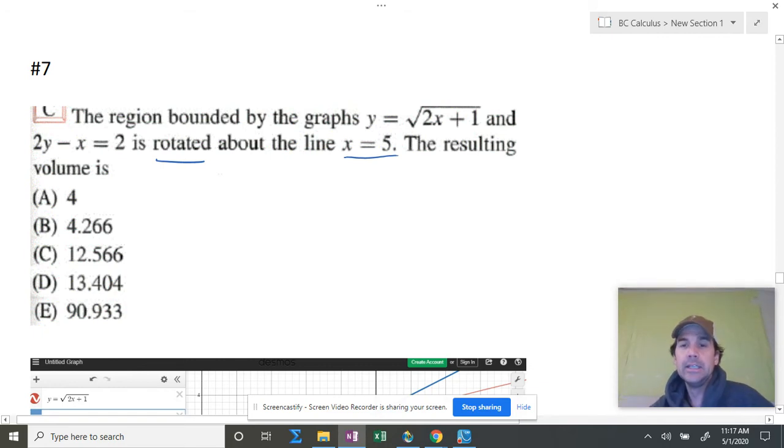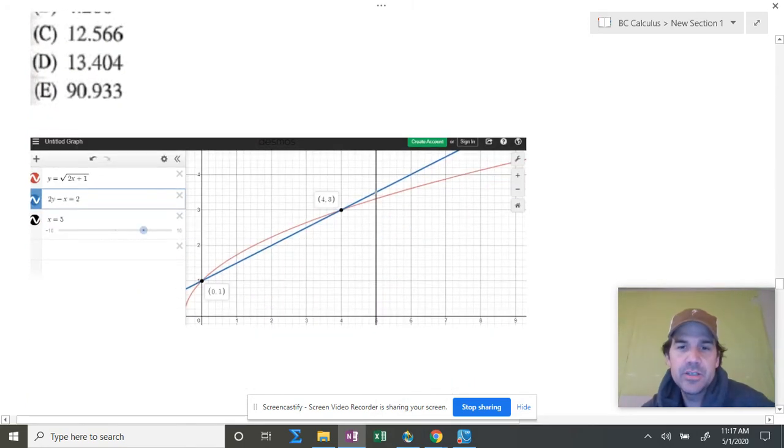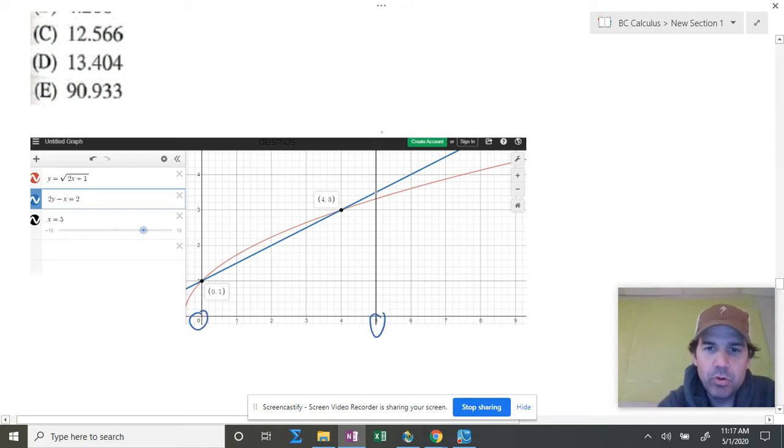Oh boy, this is kind of a crazy one because x equals 5 is way over there. And if you graph these things, you'll notice you have this interesting little curve here. So here's my origin, just to get your bearings straight. There's my origin. This is 5. So that's what we're rotating it around.